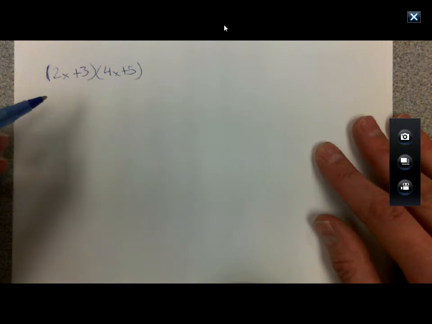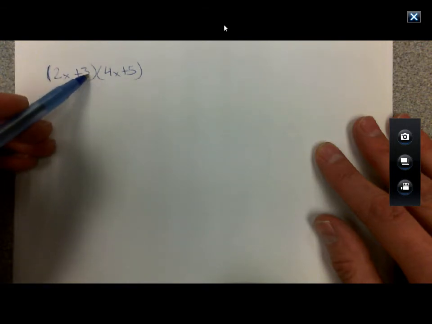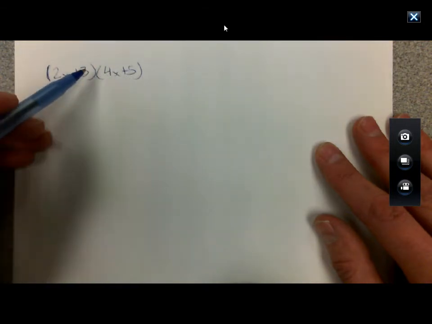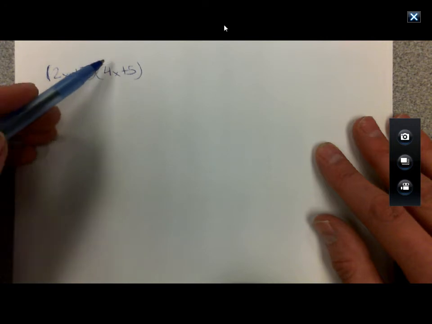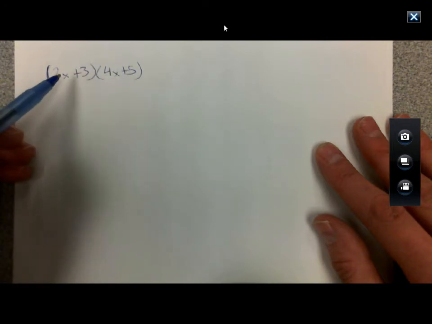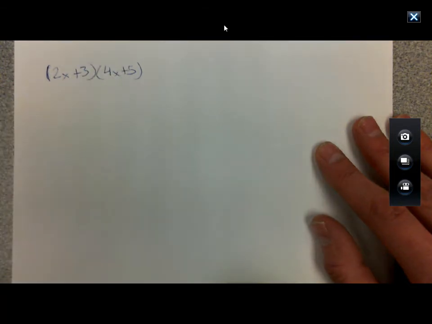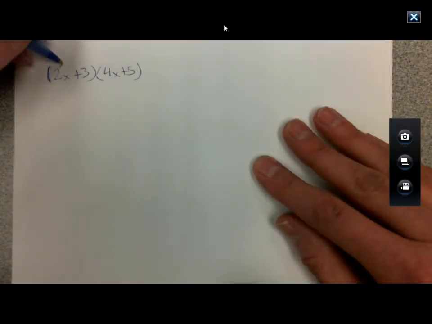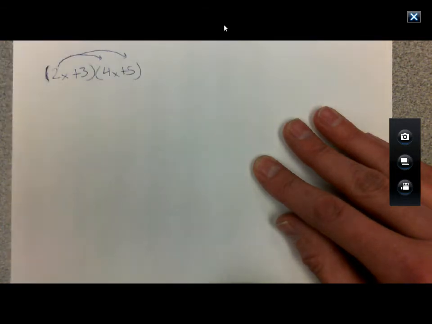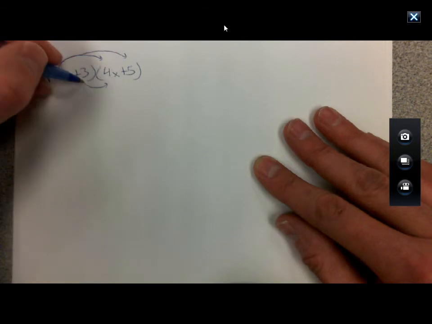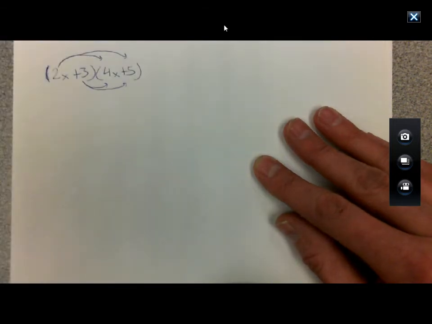What we really have here is two distributions. We've got 3 outside of these parentheses, so we can do 3 times 4x and 3 times 5. And we have 2x times 4x and 2x times 5. We're really distributing twice. So we're going to do 2x times 4x. We're going to distribute that 2x through to everything inside that second set of parentheses. And then I'm going to distribute the 3 through. So I'm just distributing twice.